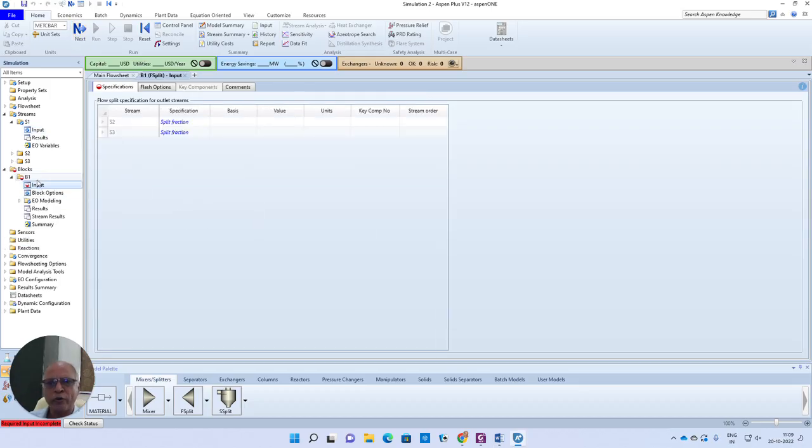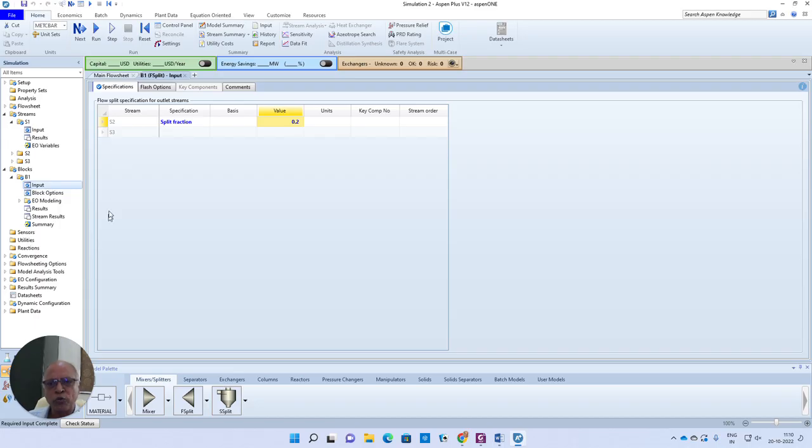Now we are being asked to provide information with respect to this block. Earlier in the case of a mixer, we did not have this. Now remember the outputs are S2 and S3. From the given input, how much flow should go into S2? For example, if I say something like 0.2, 20% of whatever is entering this splitter through S1 is routed through S2. What will happen to the remaining 80%? Because matter is neither created nor destroyed, the remaining 80% automatically goes into stream 3.